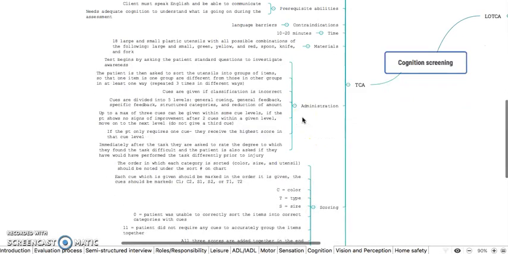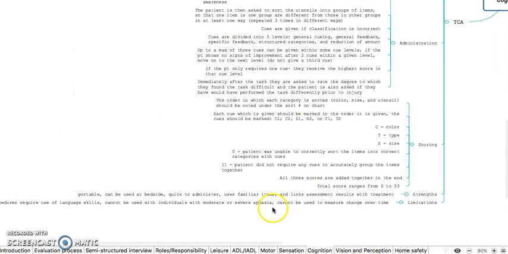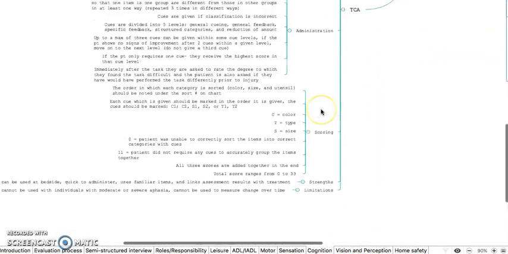It's a pretty short assessment. And then the strengths are that it's portable, it can be used at bedside, it's quick to administer, uses familiar items, and links assessment results with treatment. So it includes 18 large and small plastic utensils with all possible combinations of the following: large and small, green, yellow, and red, spoon, knife, and fork, and they sort them.